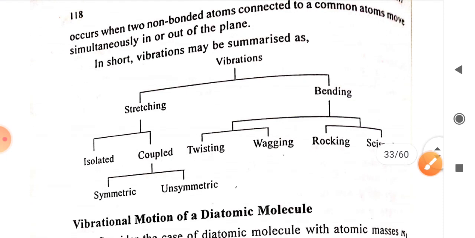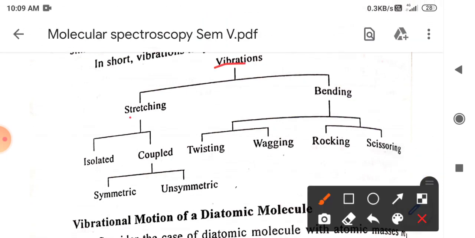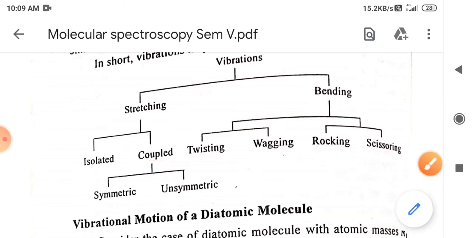In summary, we can say that vibrations are of two types: stretching vibration and bending vibration. Stretching is classified as isolated and coupled, and the coupled one is again classified as symmetric and unsymmetric. The bending vibrations are twisting, wagging, rocking and scissoring.